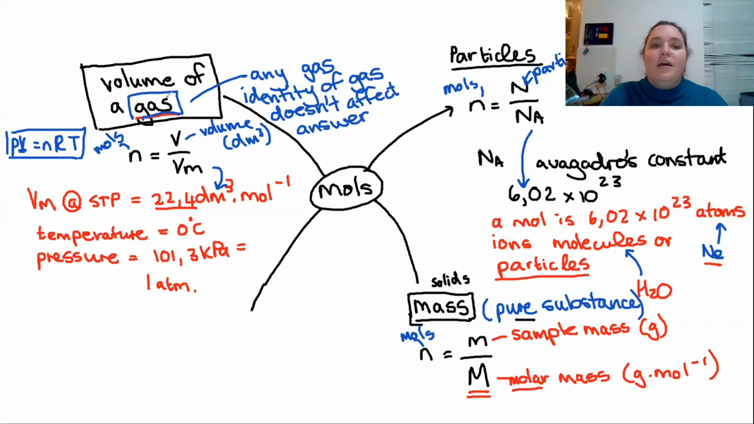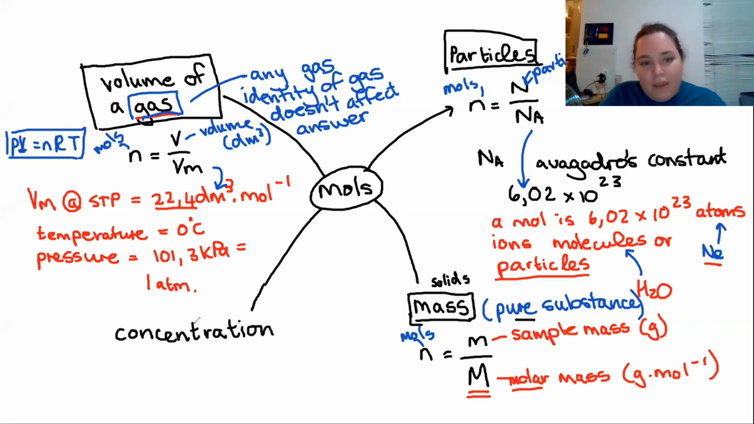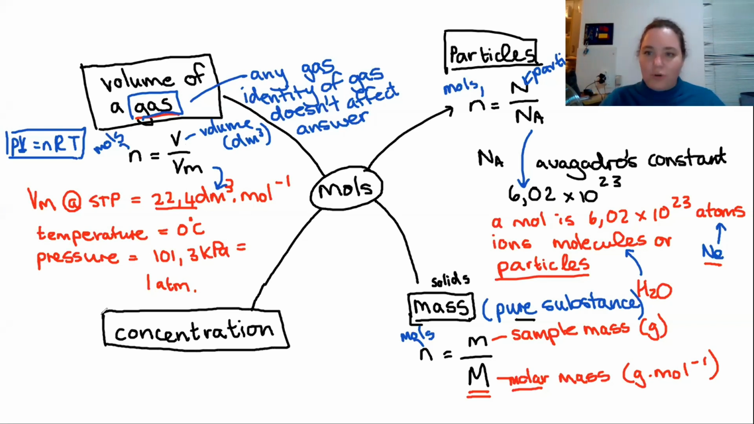All right. So far we've done particles. Ooh, all of them have got boxes except for that one. Particles, mass, volume of a gas. And the last thing that we're going to look at here is the concentration formula. Now, concentration has to do with the ratio of solute to solvent. Solute dissolves in solvent to make a solution.